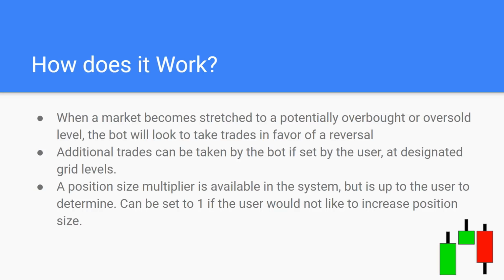That's where, again, I mentioned that we are going to be automating parts of our trading and that the trader can still set components and control certain things of the robot as they desire to. A position size multiplier is also available in the system, but is up to the user to determine, or can be turned off and can be set to 1 if the user would not like to increase position size. We'll get into that in just a moment.